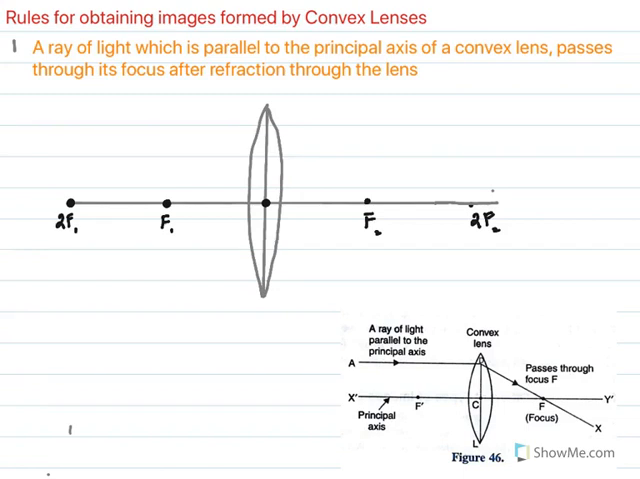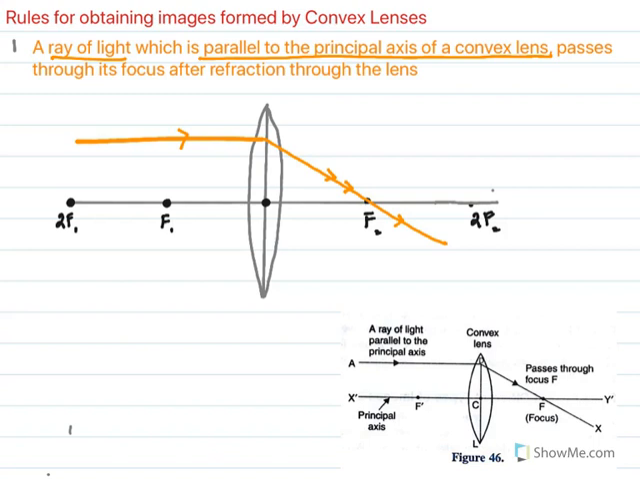Now the first rule is we take a ray of light which is parallel to the principal axis of a convex lens. So here now I'm taking a ray of light that is parallel to the principal axis. This ray, after refraction, will pass through the focus. This is the refracted ray. It will pass through the focus.